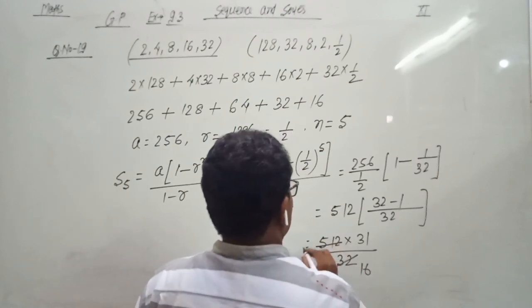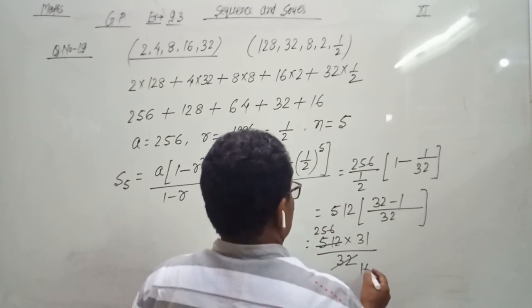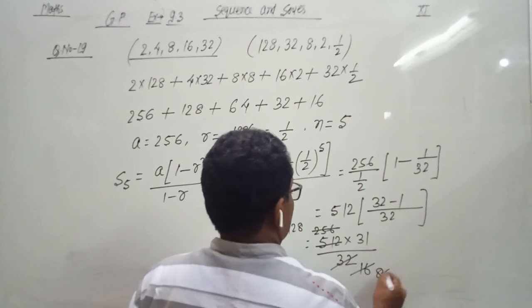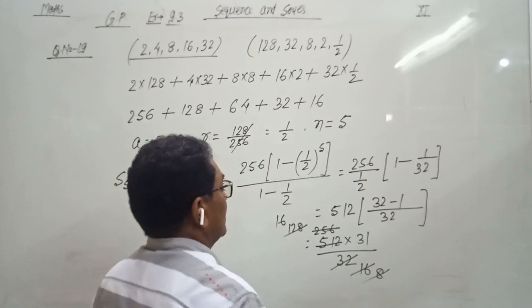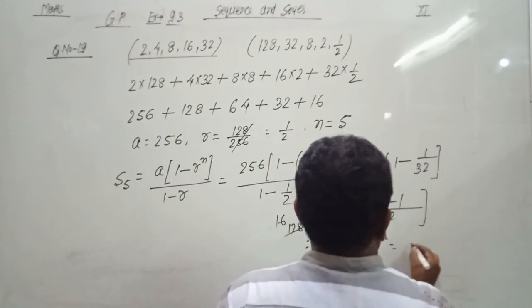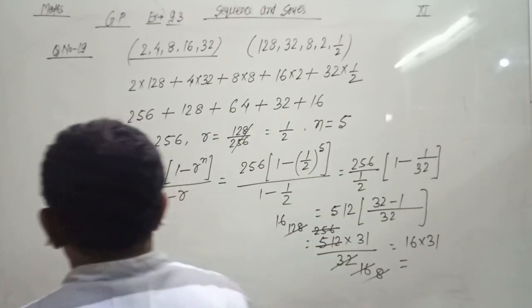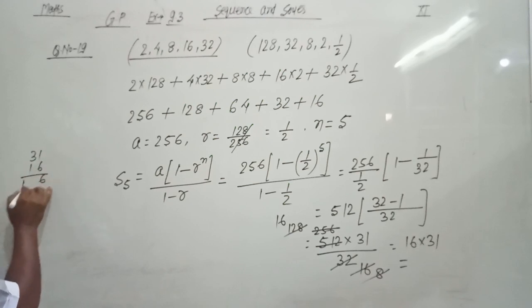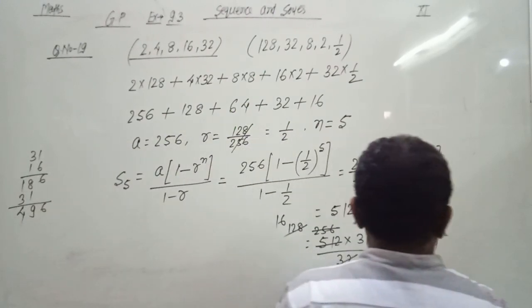Sixteen twos are 32, and 256, eight twos are 16, 128 and 16. 8 times 128. So 16 into 31. 31 multiplied by 16 is 496. The result is 496.